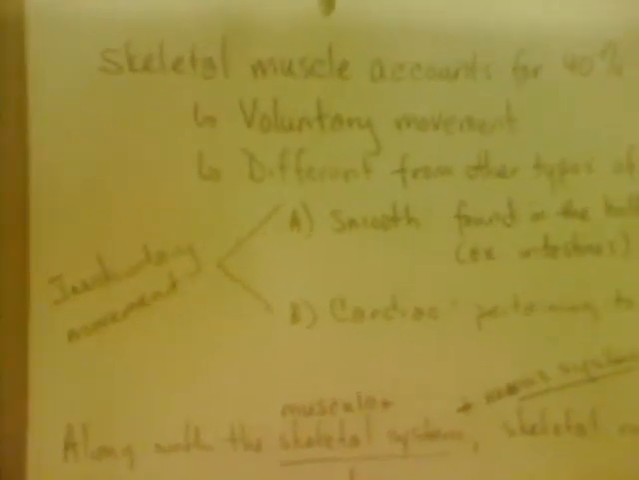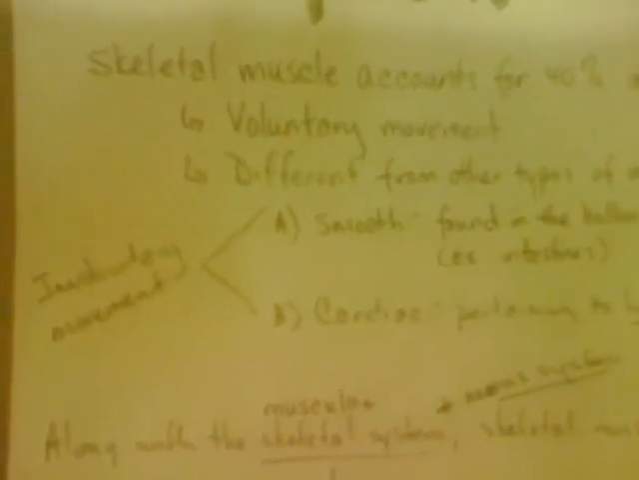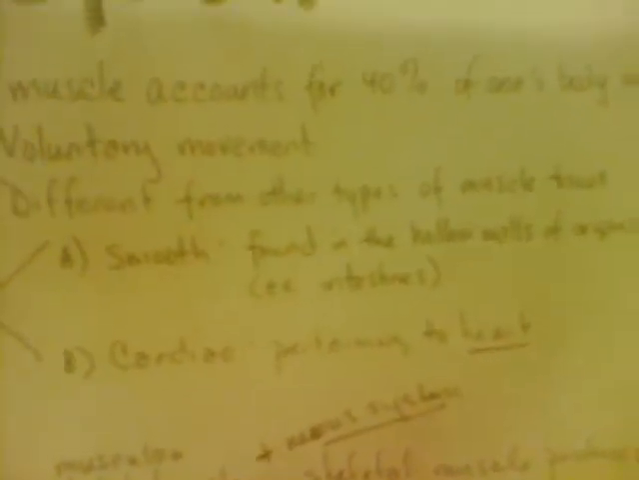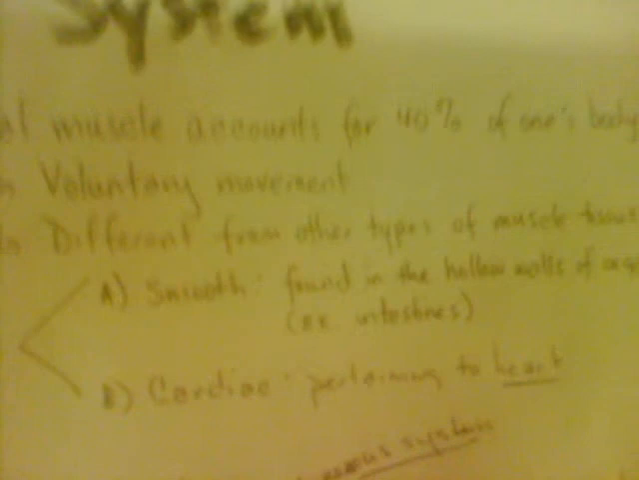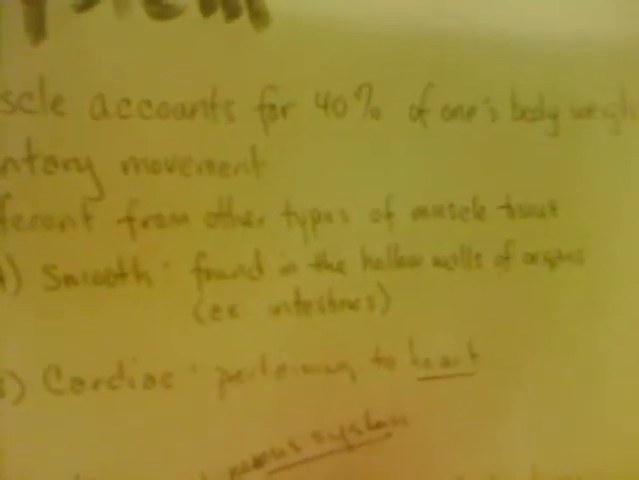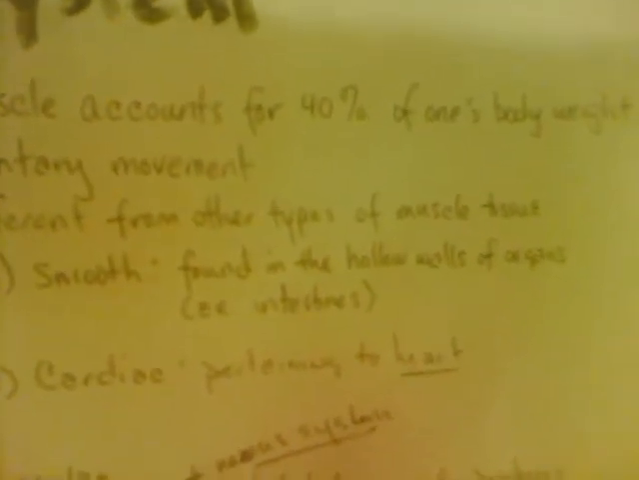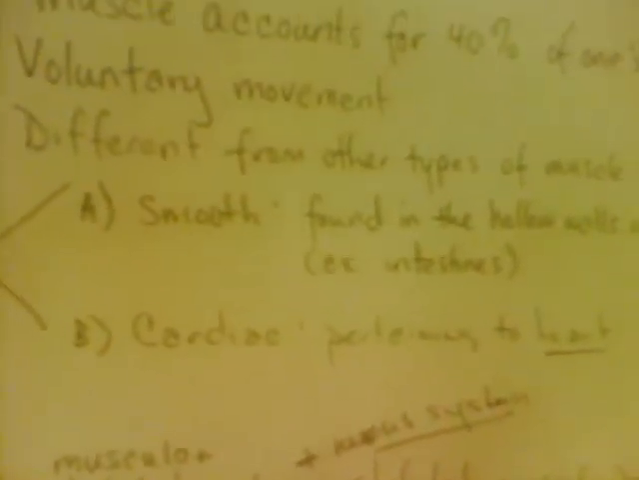It's probably a result of the endocrine system, which we're also going to talk about in a little bit. Now back to the other types of muscles. Smooth muscle is found in the hollow walls of organs. One example would be your large and small intestines, and also cardiac. Of course, no brainer, has to do with the heart.